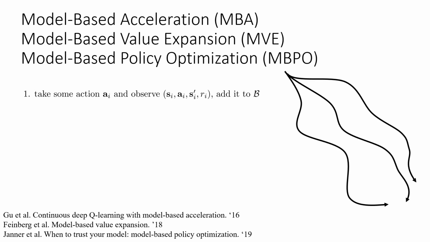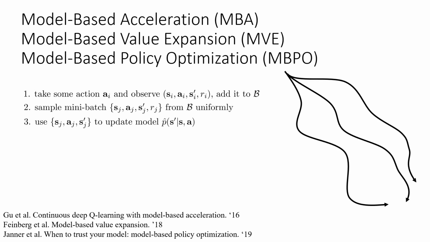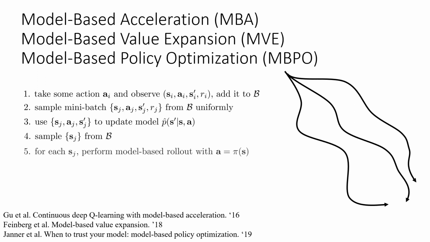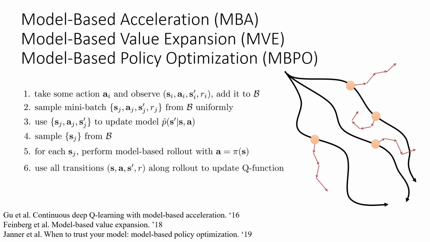But at a high level, they all have this basic recipe. Take some action and observe a transition, add it to your buffer, sample a mini batch from your buffer uniformly, use that to update your model, sample some states from the buffer. For each of those states, perform a model-based rollout with actions coming from your policy, and those are those branched rollouts, and then use all the transitions along the rollout to update your Q function, perhaps in combination with a little bit of real-world transitions.